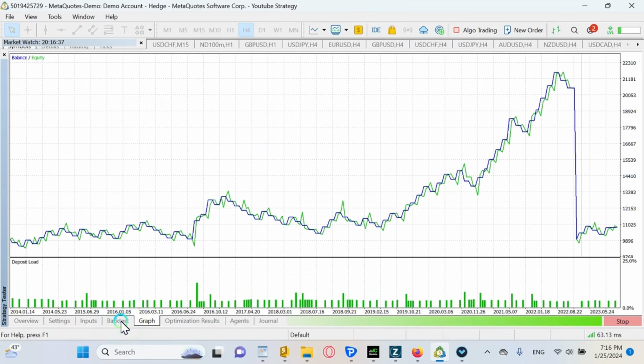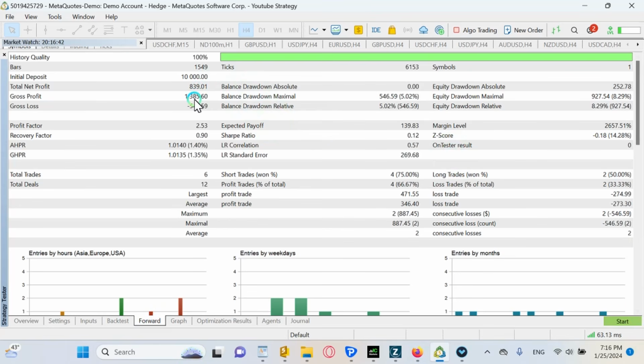What is the forward test? It is not account blowing, it is actually positive. It is actually more positive than the previous one. Man, this strategy is not that bad. And yeah, it has quite good results.